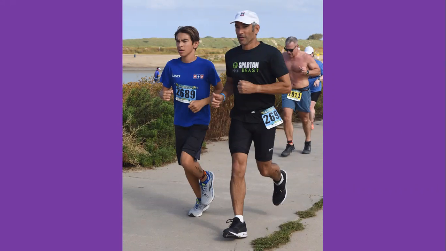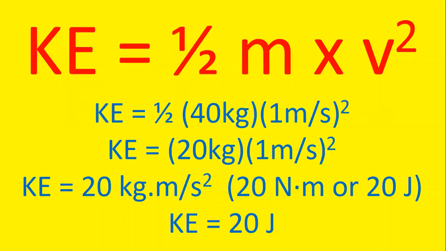Juan is running on the beach with his dad. Juan has a mass of 40 kilograms and is running at a velocity of 1 meter per second. How much kinetic energy does he have? Substitute these values for mass and velocity in the equation for kinetic energy. Kinetic energy equals 1/2 times 40 kilograms, Juan's mass, times 1 meter per second squared, the velocity at which he's traveling. Notice that the answer is given in joules or Newton meters, which is the SI unit for energy.